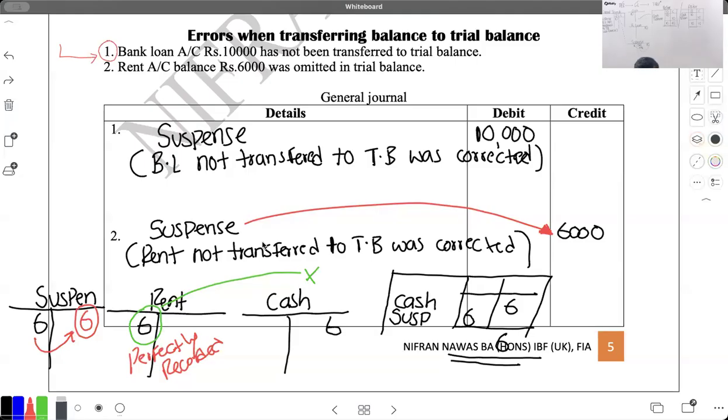Danish is asking a good question. If we do a single entry, won't it create a difference in the debit and credit side of the general journal, or will it be adjusted with the other transactions? Danish, if you do a single entry in the general journal, you are making a single entry to correct the error. So there is an error and you are trying to correct the error using the single entry. And you don't necessarily need to have your general journal tallied.